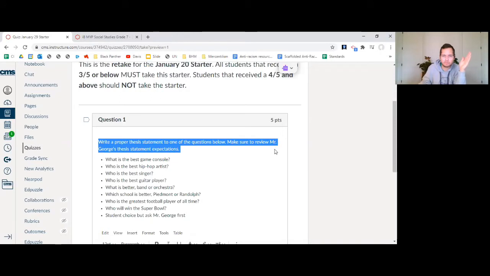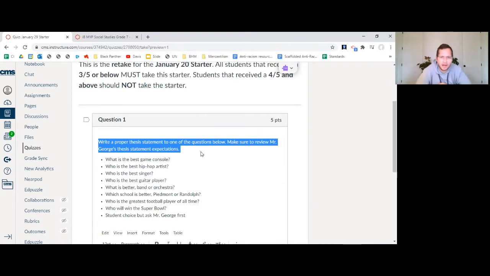Make sure to review Mr. George's thesis statement expectations. I'm not going to tell you what those expectations are right now because that's what I assessed on January 20th, and that's what I'm reassessing right now. So you need to make sure that you meet those expectations. If you need to, look back at your assignments, look back at your digital notebook, to make sure that you are writing a perfect thesis statement addressing one of those questions. You could pick which question you would like to answer. So keep that in mind.